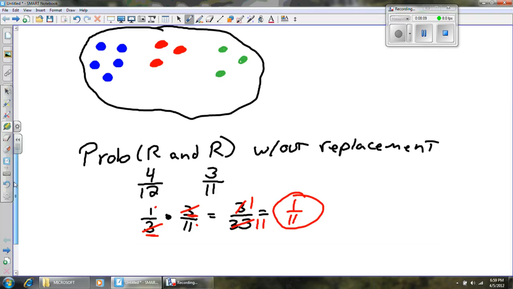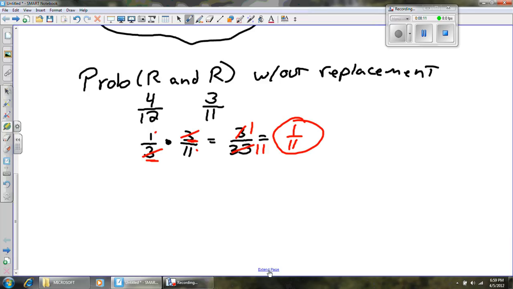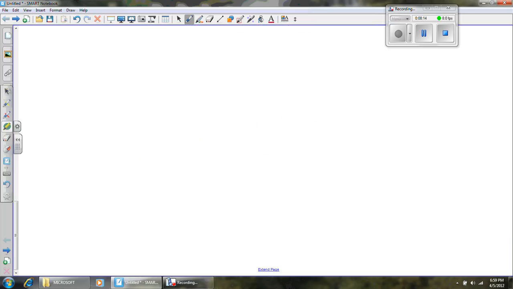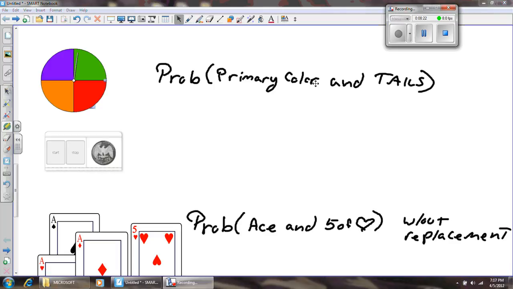All right. So let me give you a couple scenarios here. And you can determine if they're dependent or independent events. And then you can figure out their probabilities. So hold on one second. Okay, take a look at this situation.